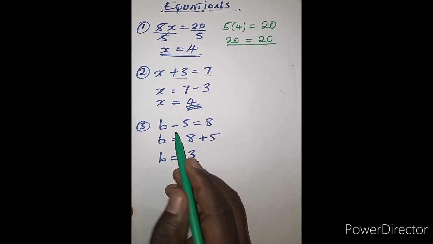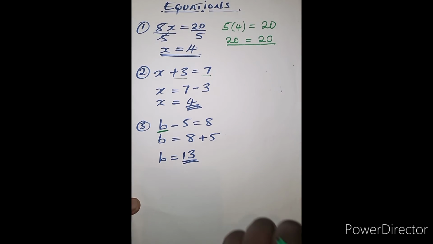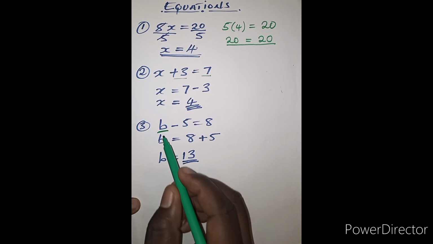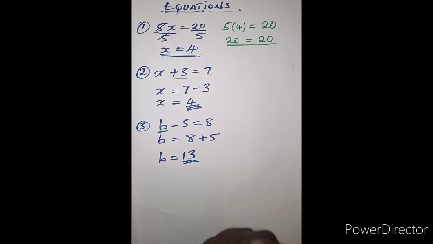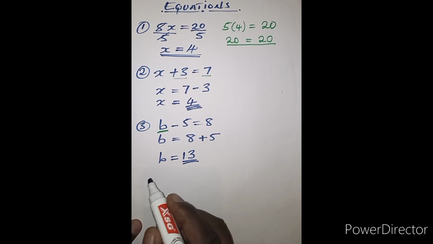So if we substitute there, we say, what is 13 minus 5, if we replace this b here to see if our statement is true? You see that the answer that we're going to get there is 8, meaning our statement is true. Example number 4, in the process of solving equations.